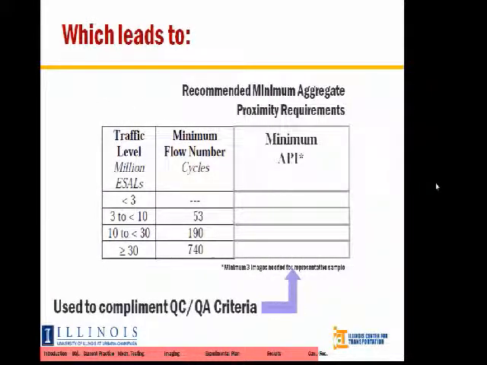We can start to make that shift toward a minimum API. So rather than saying we only want 92% Gmm in the field, or 8% air voids, and we'll go ahead and open it to traffic, we can look at our specific gradation, at our specific binder, and determine an appropriate aggregate proximity index, which is indicative of the performance.